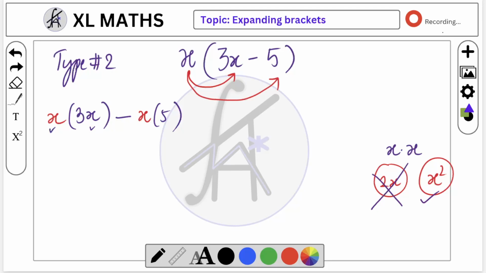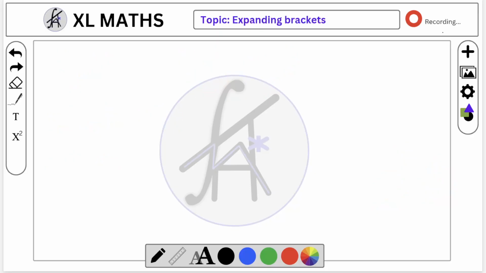Most of the students make these mistakes, especially the foundation ones, and this content is actually focusing on foundation more. It's the start of higher. Higher has everything which is there in foundation, no? So 3x squared minus 5 times x is just 5x. Perfect. Let's move to type 3.